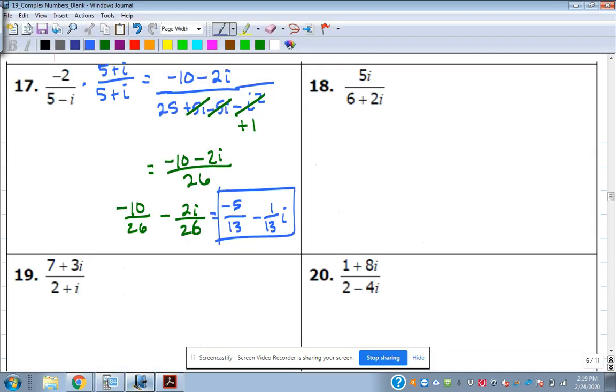All right, let's try number 18. Got an imaginary number up top and a complex number in the bottom. Okay, which one of those is the problem? The imaginary up top or the complex at the bottom? Complex in the bottom is the problem because we can't have that i in the denominator of our fraction. So we're going to multiply by the complex conjugate of 6 plus 2i, which, yeah, just change the sign in the middle. 6 minus 2i.